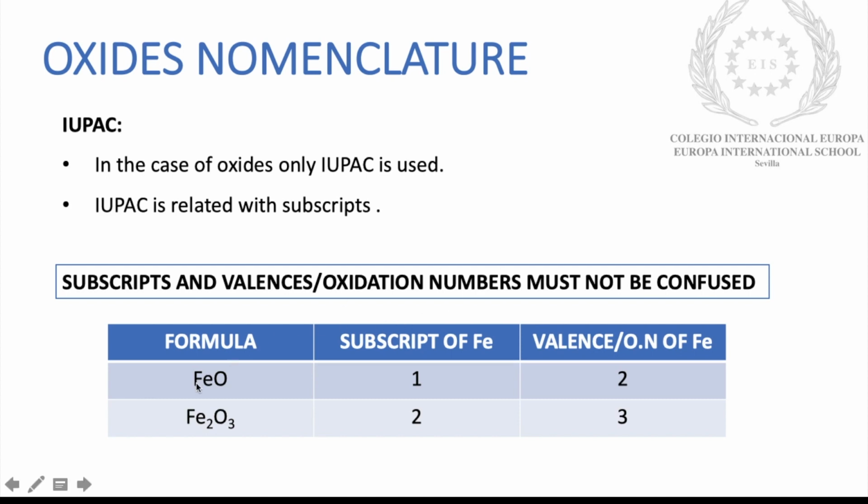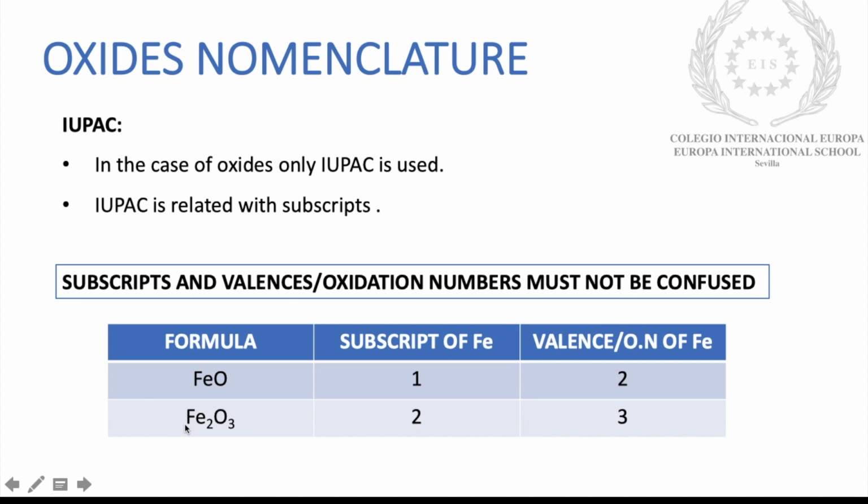So, what is the subscript here for the iron? 1, okay? And remember, like in maths, we don't put it. And in the oxygen, the subscript of the oxygen is also 1. What happens with the valence? The valence of the oxygen is 2 and the valence of the iron is 2. And we simplify it, and that's why we have this formula here.